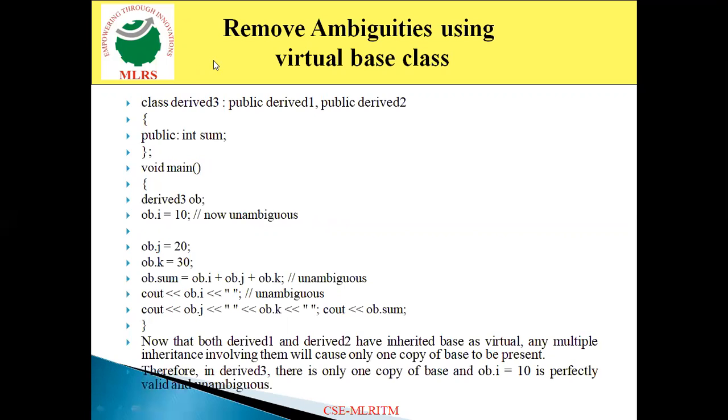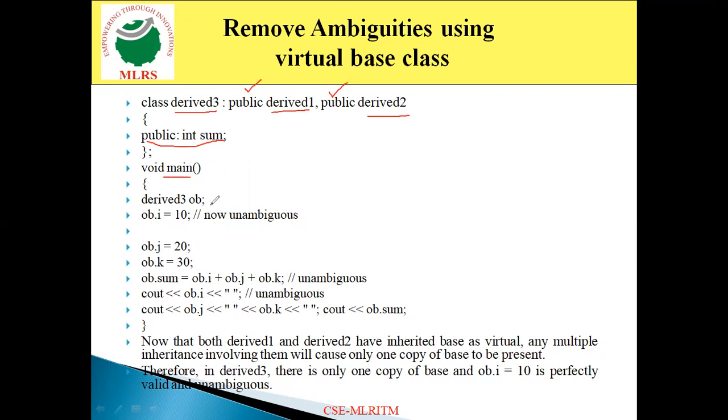Then come to the next one. I am deriving derived 3 from 2 base classes, derived 1 and derived 2. These are all derived classes from the base class, and I am specifying that these 2 classes are inherited in public mode. In this derived 3, I specify one data member in the public mode, int sum.